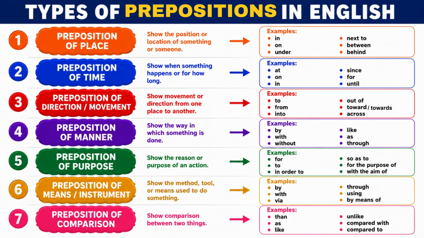Next is prepositions of manner. These show how something is done. Examples include by, with, without, like, as, and through. Let's practice. By. I travel by bus. She came by car.